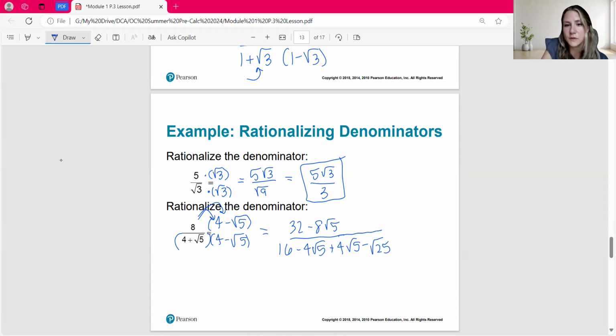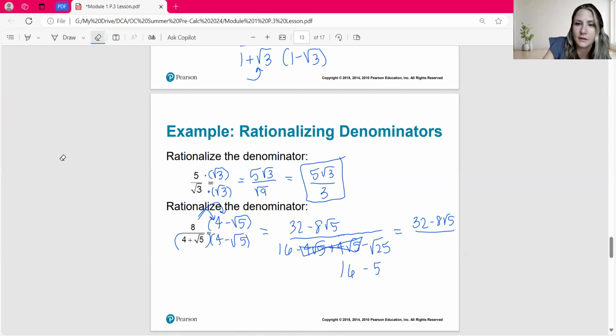And so notice what happens, and hopefully you don't need to write out that whole FOIL every time. My numerator, we're going to keep as 32 minus 8 square root 5. Notice in that denominator, we have some things cancel. Negative 4 square root 5 plus 4 square root 5, those two terms are going to cancel every time. That's why I said hopefully you won't need to write out that whole FOILing. And then we know that this is 5. So I have 16 minus 5. That's going to give me 11 in the denominator. And so our final answer there will be 32 minus 8 square root 5 over 11.